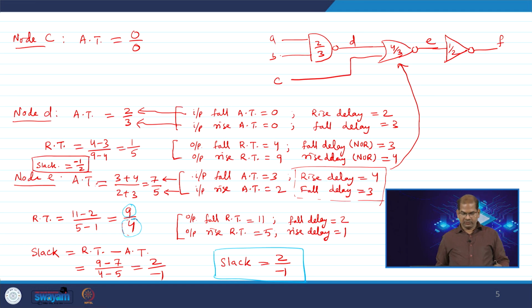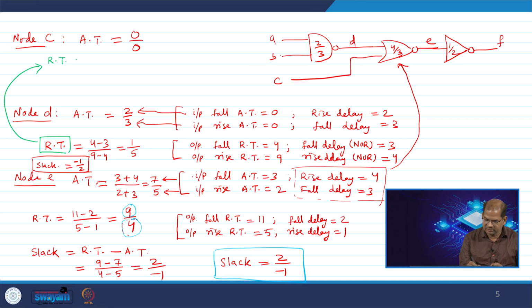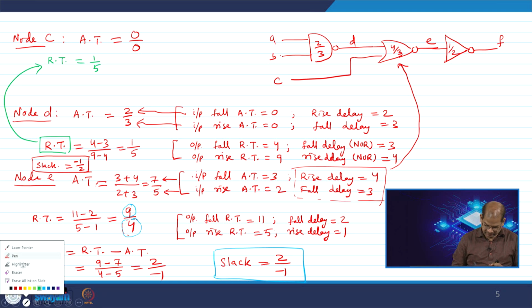Similarly, now I have to go for node C. If I know the required time at node D, the required time at this point will be the same, because both the inputs are connected to the same gate. So, this will be copied here. So, this will be 1 by 5. The required time is the same, but the slack will be different because your arrival time is different. So, the required time is the same, however, the slack at this point will be different.